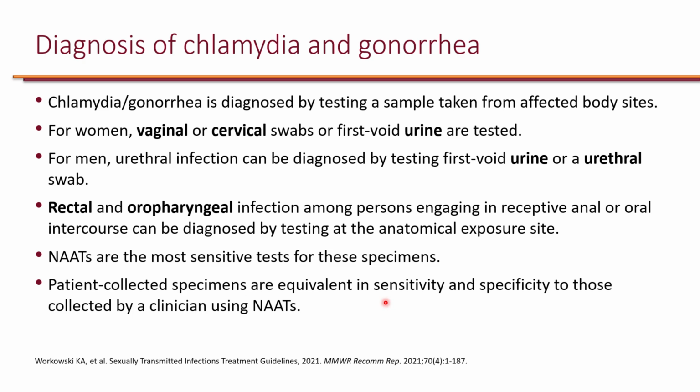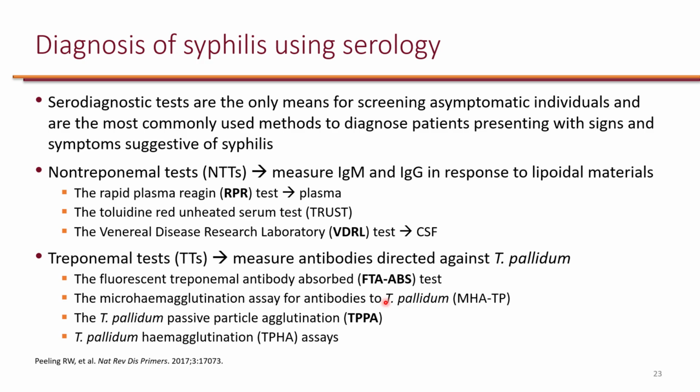Now, when it comes to diagnosis of syphilis, it really relies on serology. This is not something that will have a specific specimen, because for the most part there will not be a specific site. So primary syphilis, you can have some lesions, but outside of that, you're not gonna have a specific specimen.